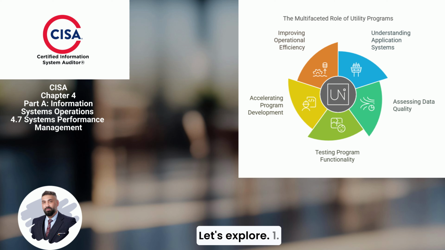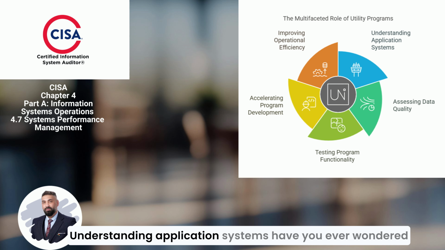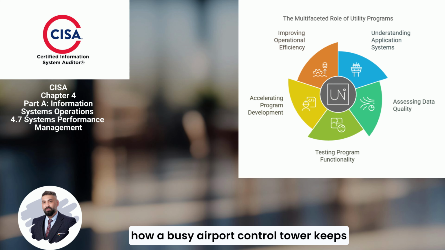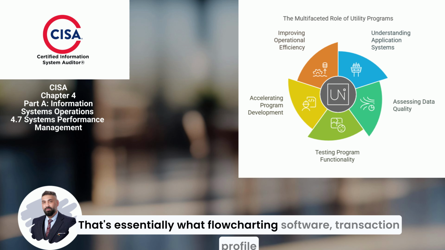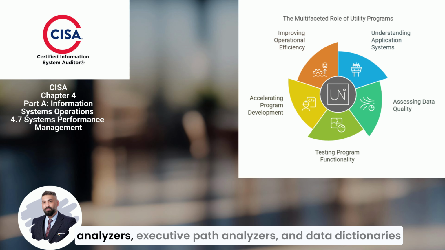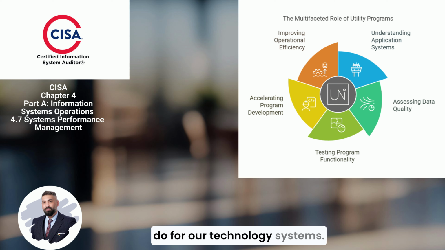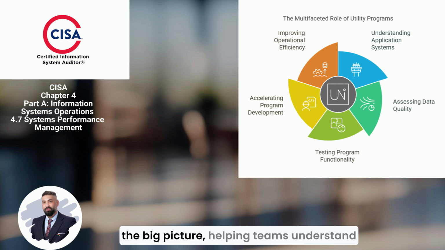Let's explore. 1. Understanding application systems. Have you ever wondered how a busy airport control tower keeps track of hundreds of flights simultaneously? That's essentially what flowcharting software, transaction profile analyzers, executive path analyzers, and data dictionaries do for our technology systems. They dissect applications to show us the big picture, helping teams understand complex programs from start to finish.